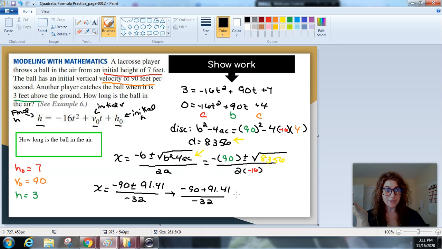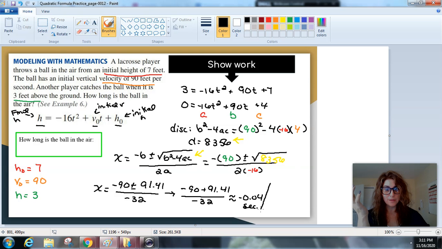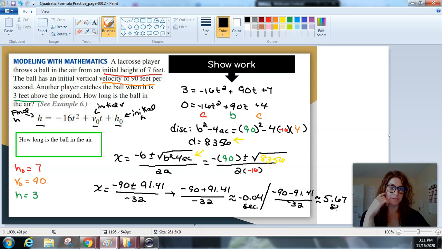And I would just simply put that in my calculator. When you do that, it does come out to about negative 0.04 seconds. Then you're going to do it again where you subtract 91.41 and divide it by negative 32. Again, when you put that in your calculator, you get about 5.67 seconds.